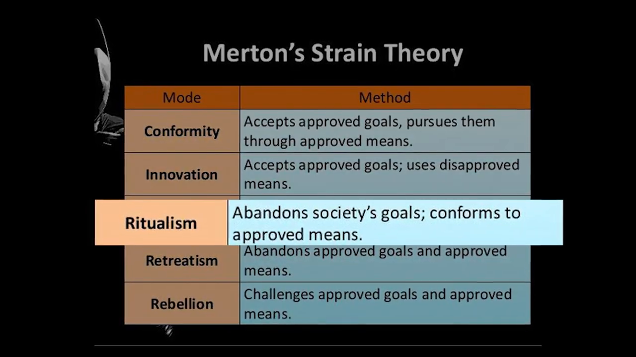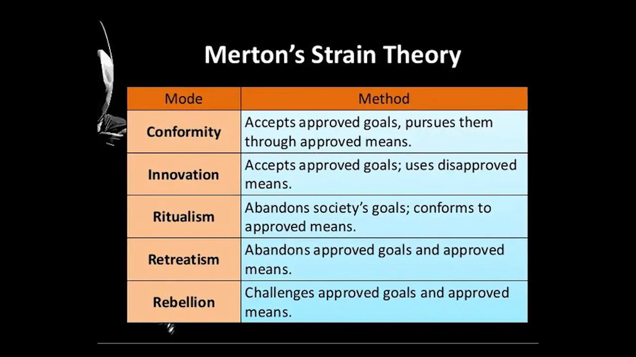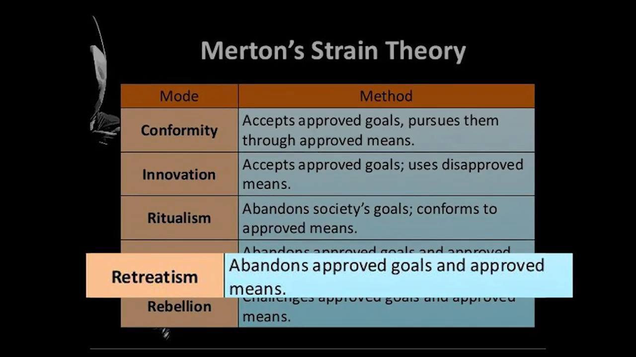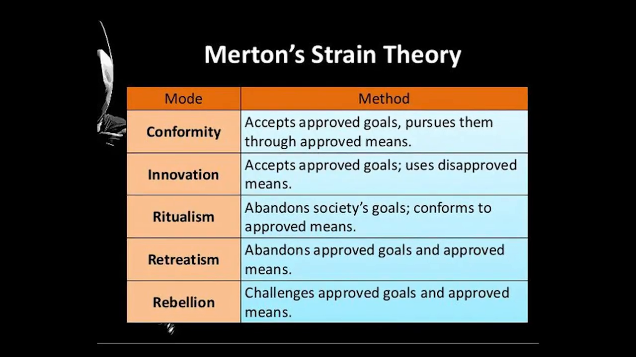There is a third person. He is having the means, but he is clinging so much to the means that he is leaving the goal. He is called a ritualist and his action is called ritualism. Then there is a fourth person. He abandons both means as well as goals. He is called a retreatist, and his action is called retreatism. And there is a fifth person. He is changing to new goals. The fifth person is called a rebel. He is replacing the old means by new means and old goals by new goals. And his action is called rebellion.